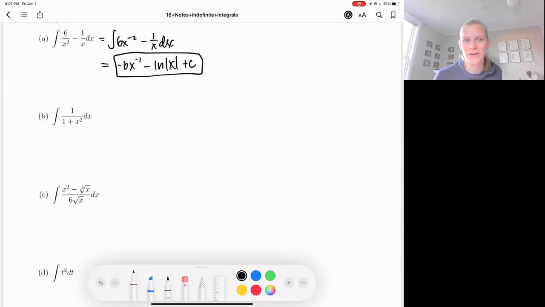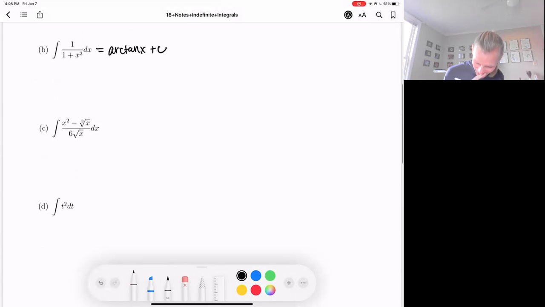Okay, you should try these on your own before you watch me do these. But this next one, this one's one we have to remember. The antiderivative of 1 over x squared plus 1: what function gives us that derivative? That would be arctangent of x. That might be one that you kind of forgot, but don't forget it.